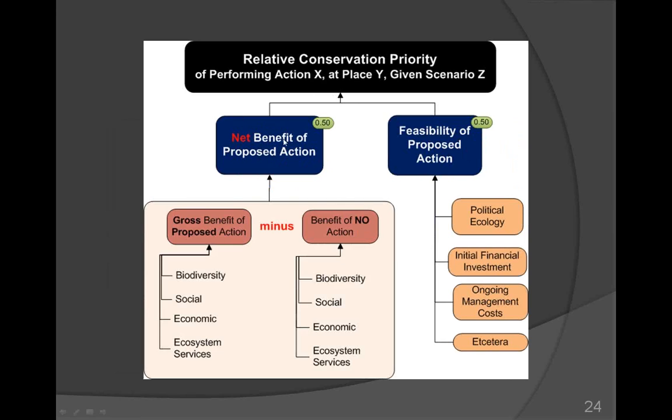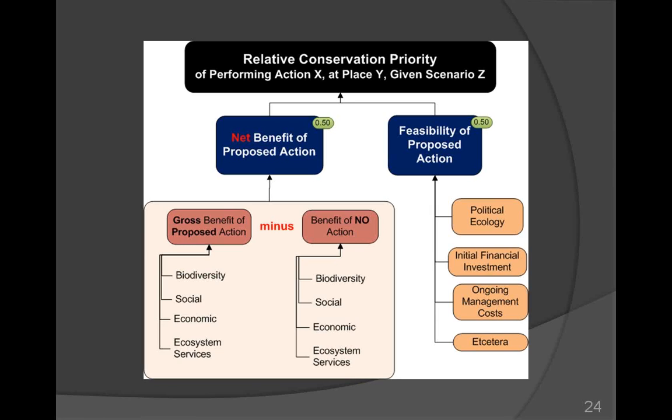So what we were just looking at was the net benefit of your proposed action. Now, what you also want to do, in the way I've been conceptualizing it, is to balance that with the feasibility of your proposed action. So it's one thing if your action has a lot of net benefit. If it's going to be really, really difficult to implement that action, you might want to reconsider.